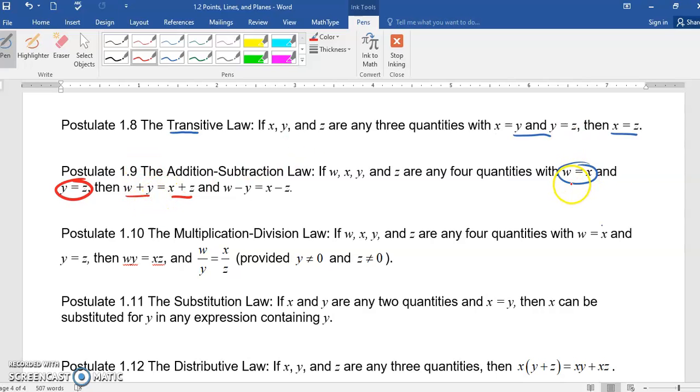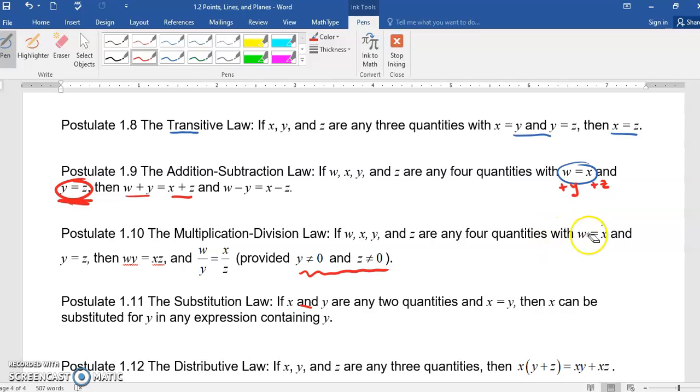Well, they added y to this side and z to this side, but y and z have the same value, so that's okay. And that would also work with subtraction. If you subtract y from one side and z from the other side, as long as they have the same value, it should still be the same. It would work also with multiplying and dividing. Postulate 1.10 is the same, except with multiplying and dividing. The only thing you have to be careful of here is that you're not trying to divide by 0.